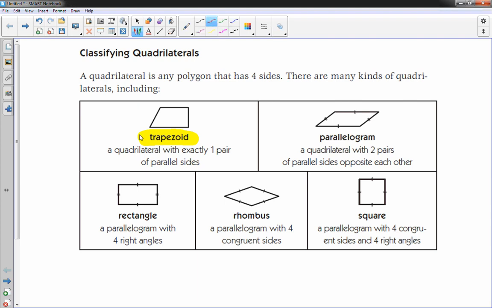What parallel means is that they're running in the same direction and that they'll never intersect or cross. So I'm marking it in red. Those two lines are parallel, and this trapezoid only has one pair of parallel sides.